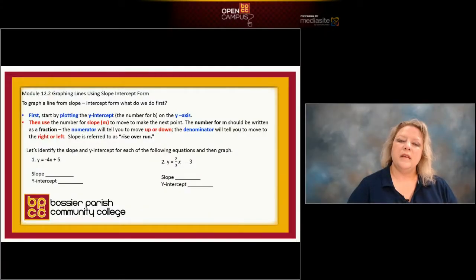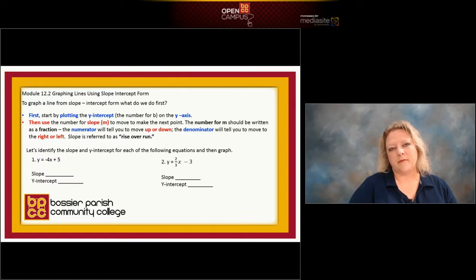Hi. So in this particular slide, what we're going to do is graph these two equations. Before we graph them though, let's identify what is the slope and what is the y-intercept for each one, okay?